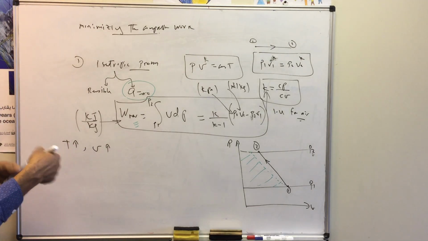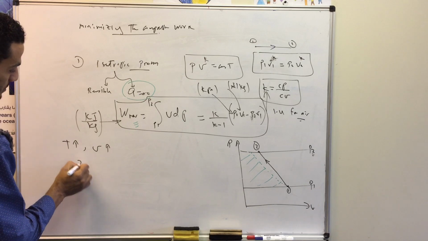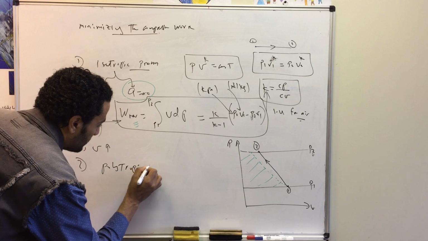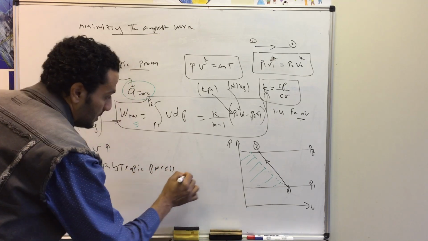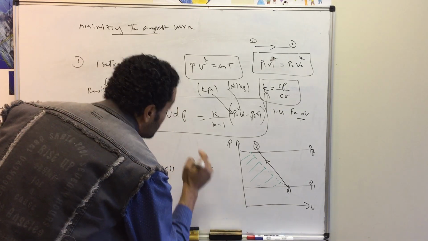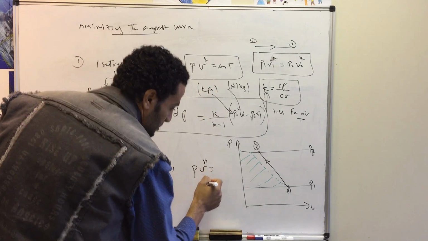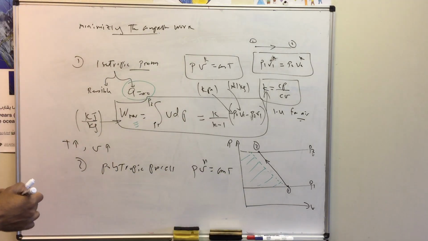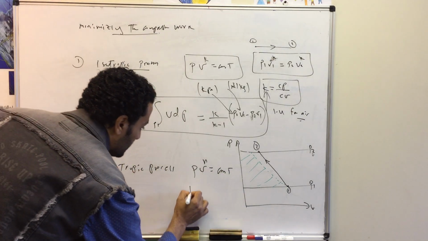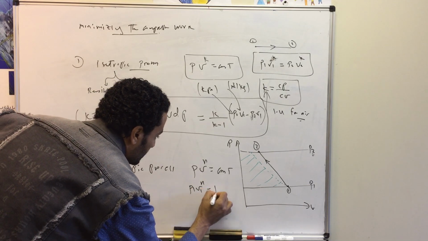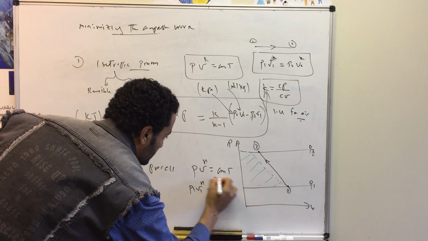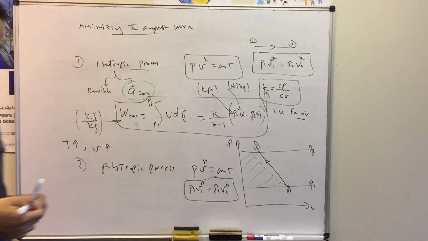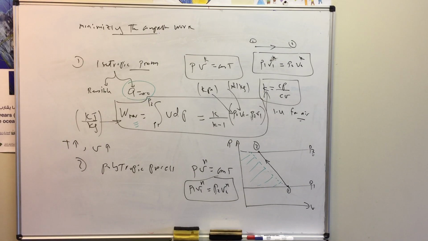Is there another way to reduce the compressor work? Yes. The second process is called the polytropic process. In the polytropic process, we have a very similar relation, but instead of k, we have n, which is called the polytropic index. The relation is PV to the power n is equal to constant. The same, P1 V1 to the power n is the same as P2 V2 to the power n. So if you are given V1, V2, then we can calculate the polytropic index from this relation.